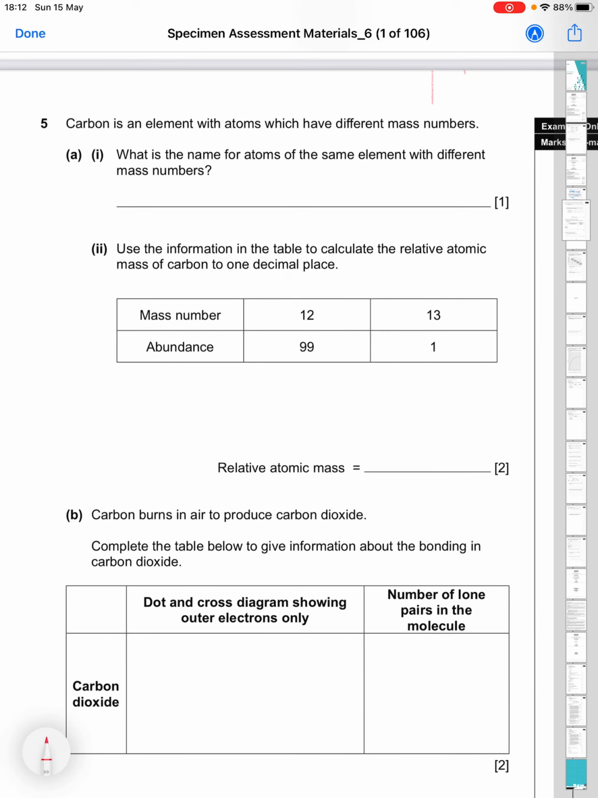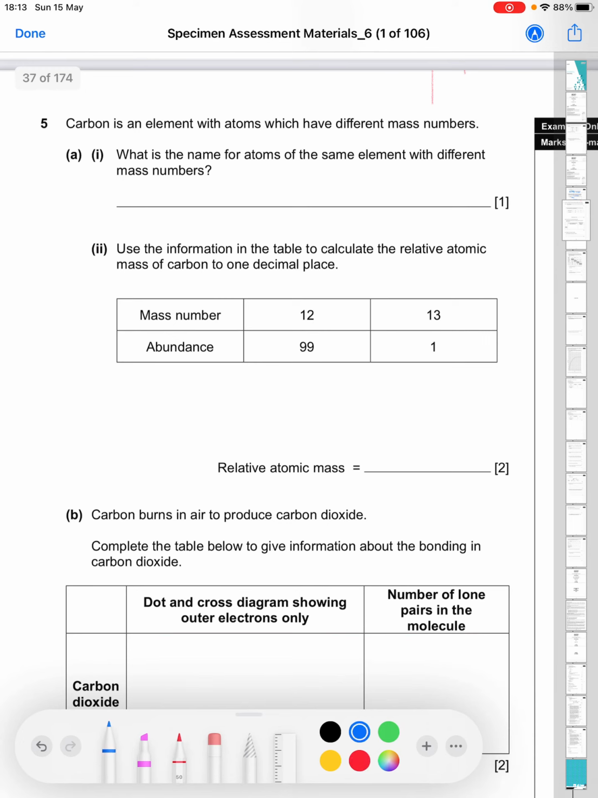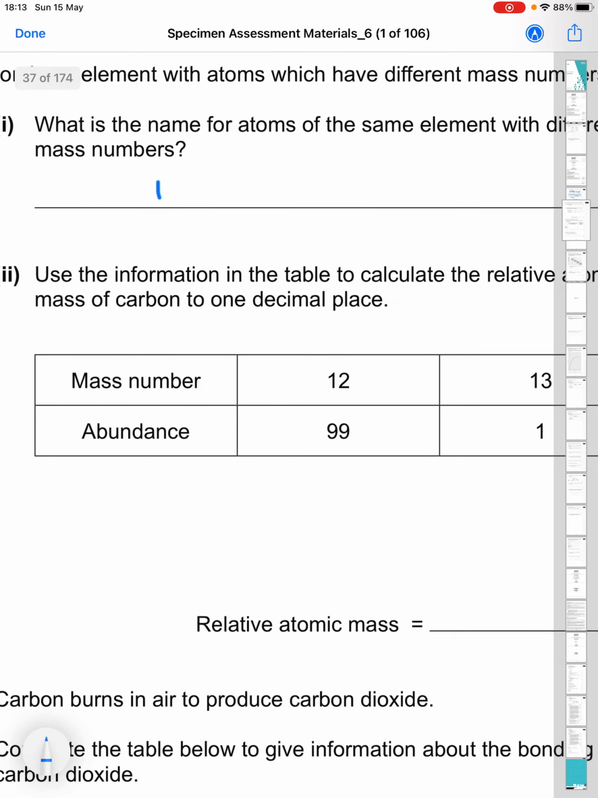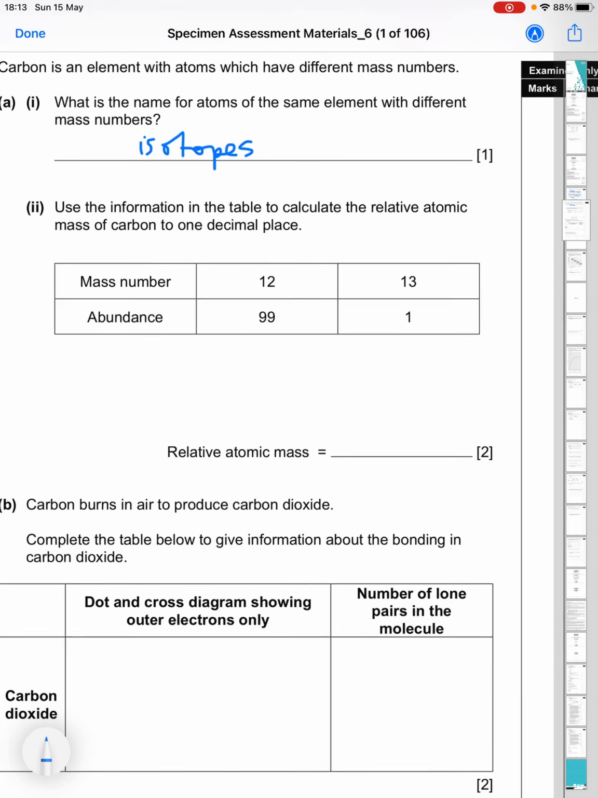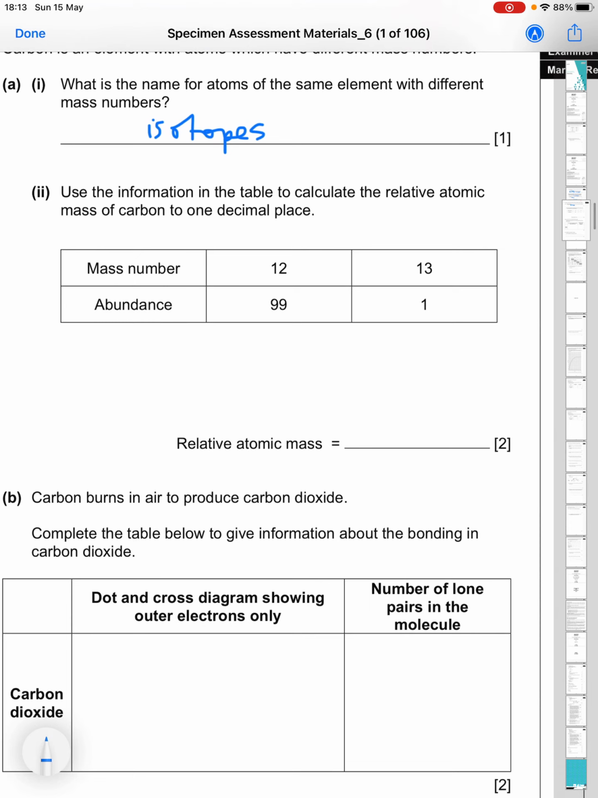Number 5, carbon is an element with atoms with different mass numbers. What is the name for atoms of the same element with different mass numbers? Again, another lovely wee simple question, but it's isotopes. And of course, I've seen that many times asked the other way around. So what is the definition of an isotope?